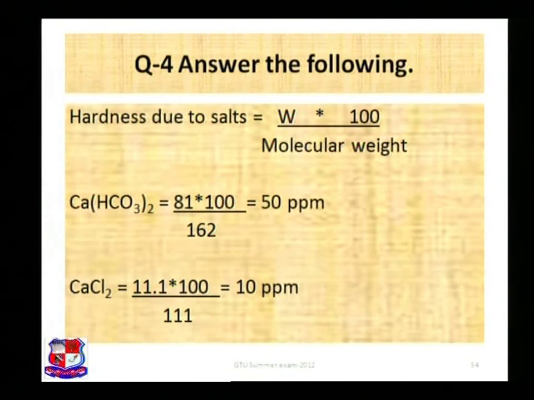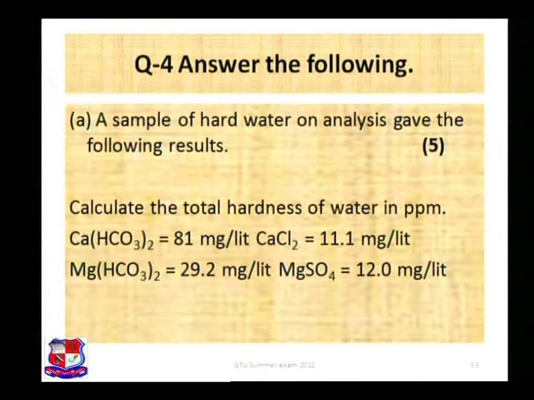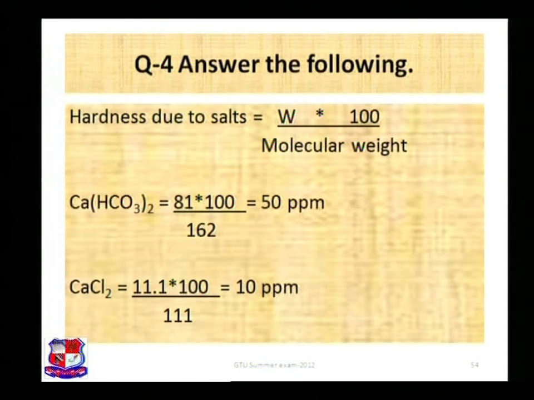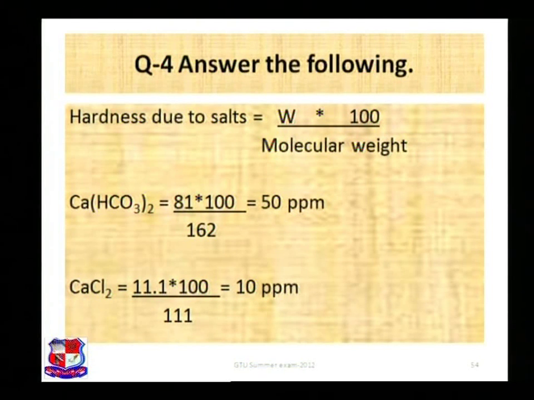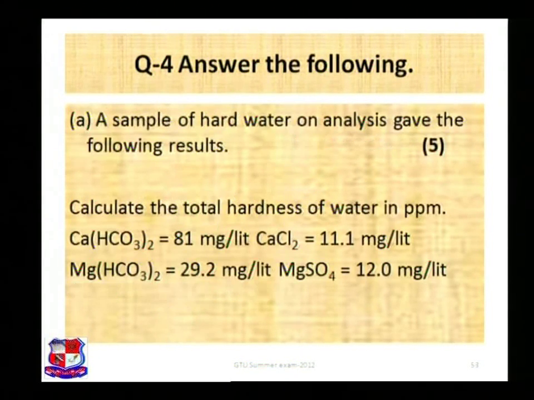If you see in the question, what is the formula? After reading the sum, the formula that we are going to use to solve this numerical is W into 100 divided by molecular weight. What is W? W is the data given in the numerical. The W value for calcium bicarbonate is 81 milligram per liter. In the same way we have the W value for all the salts. Molecular weight is given in the table directly, which we can use here. For each and every salt we are going to calculate the hardness.